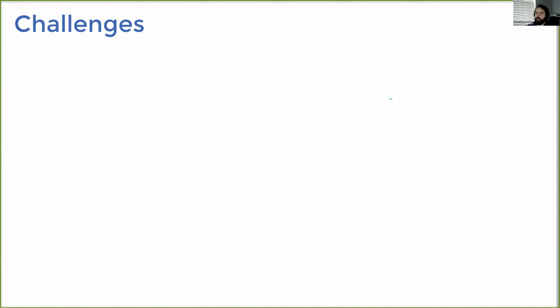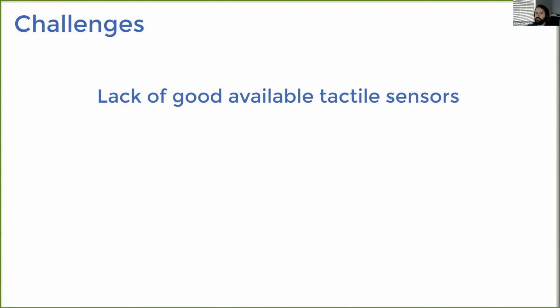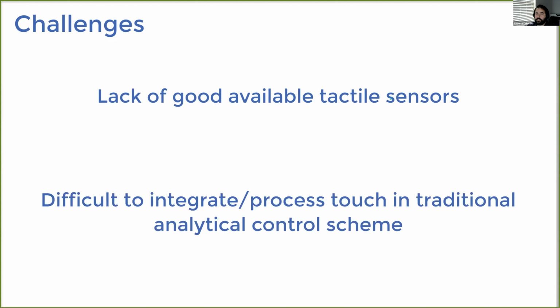And there are two main challenges that need to be addressed before we can really deploy touch sensing at scale in the real world. The first challenge is the lack of good available tactile sensing hardware. And the second one is the difficulty of integrating touch into traditional analytical control schemes, in particular the moment we start having very high dimensional tactile inputs with thousands or hundreds of thousands of covariates.